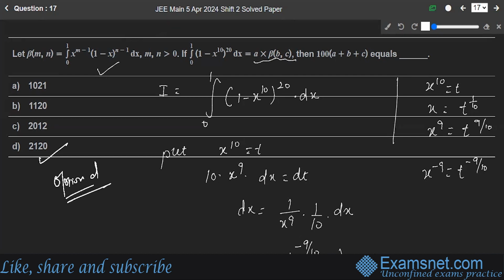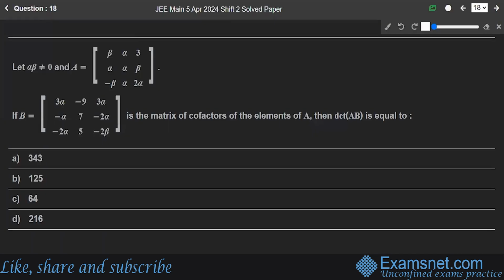Hope you got that. Let's move to the next question. Question number 18. Let alpha into beta is not equal to 0 and A is given by this, B is given by this matrix. If B is equal to this, is the matrix of cofactors of elements of A, what is the determinant of A, B product? So here you have A matrix.